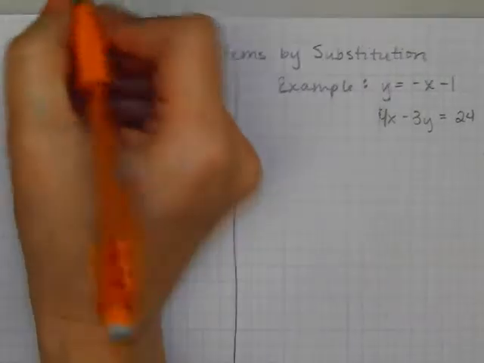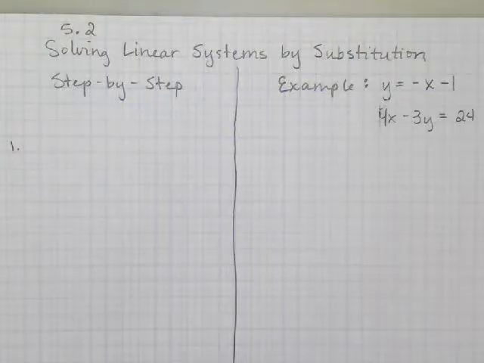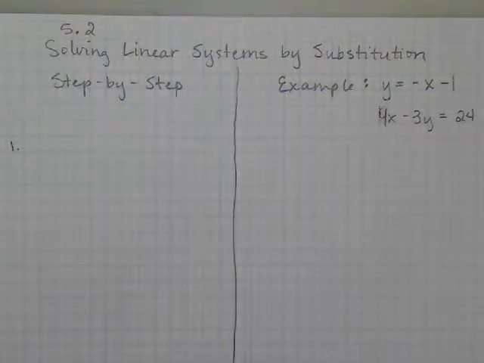So just an FYI, this is section 5.2. 5.1 was solving systems by graphing. So now we're looking at what you can do algebraically so that you can get a more exact answer, especially if you don't have a whole number answer.